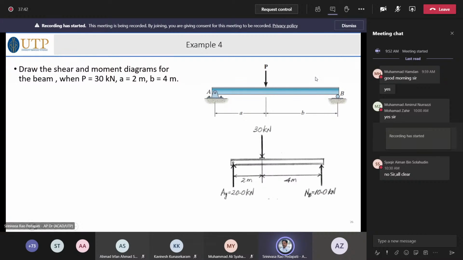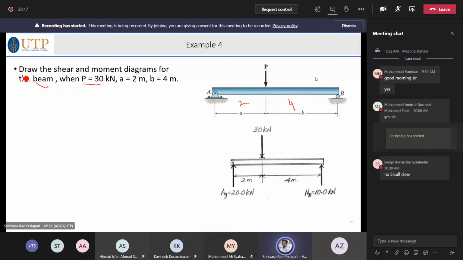In this case, let us see what is being asked. Draw the shear and moment diagrams for the beam shown here, P, a, b. Instead of working with P, a, b, which is somewhat difficult, let us assume some values. P is equal to 30 kilonewton, this span is 2 meters, and this span is 4 meters. So that is given.